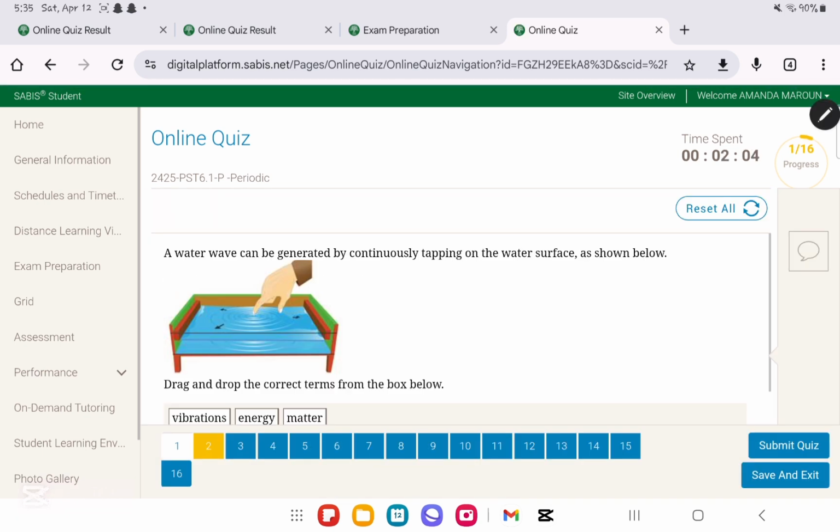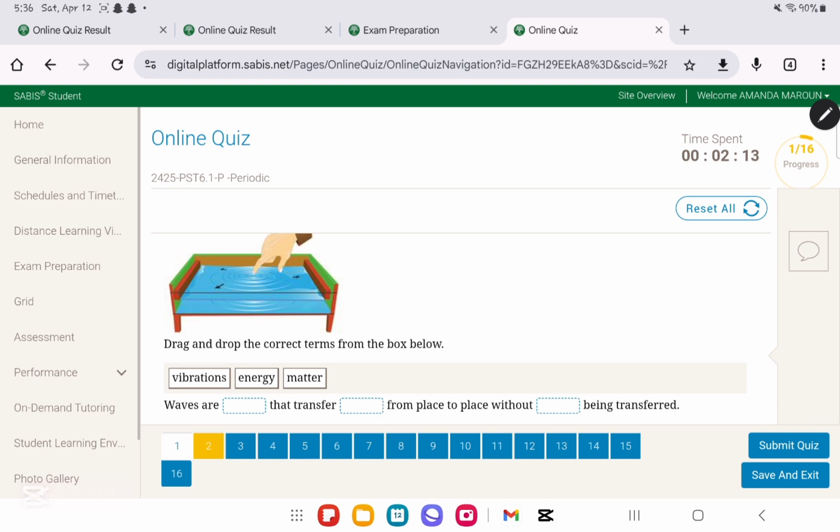Okay, we move on to question number 2. In question number 2, it says, a water wave can be generated by continuously tapping on the water surface, as shown below. This shows us that waves are vibrations because you're touching it, you're causing a vibration, and this vibration will transfer what? It will transfer energy from place to place without matter being transferred.